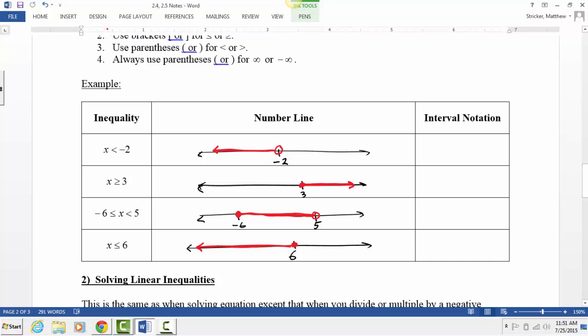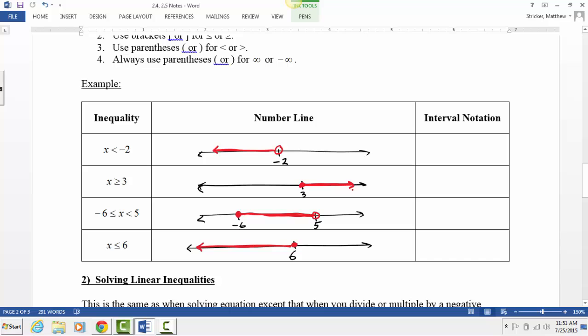Okay, welcome back. Hopefully you were able to come up with these answers that I have showing here. Notice that this is less than negative 2, so that's shading everything to the left, and because it doesn't have an equal to there, it's an open circle. The next one has equal to, so we have a closed circle at 3, and this is greater than, so we shade to the right.